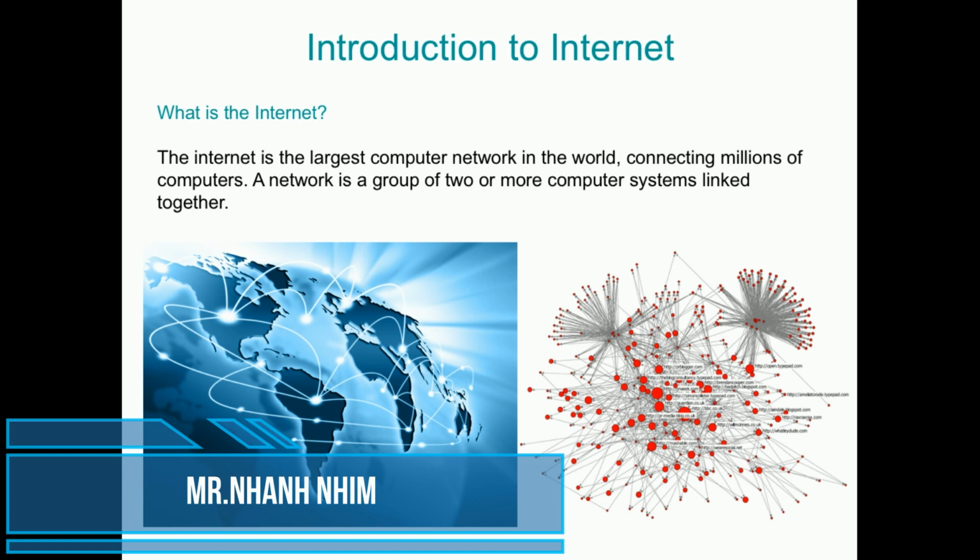In this one I want to show you about the introduction to the internet. So what is the internet? The internet is the largest computer network in the world, connecting millions of computers. A network is a group of two or more computer systems linked together. Okay, so nowadays all the people use the internet, like 156 countries use the internet, like software for searching about their studies. Nowadays we also use the internet for study by e-learning, right? Other countries also do like this too.